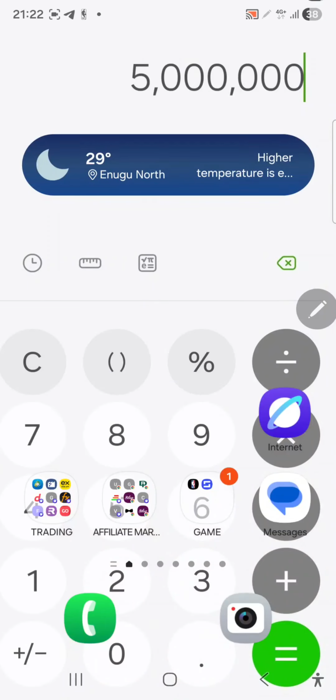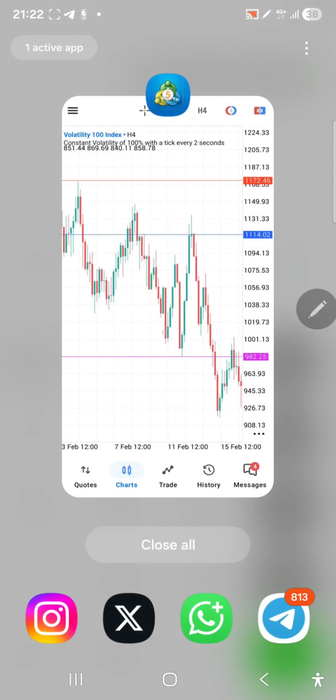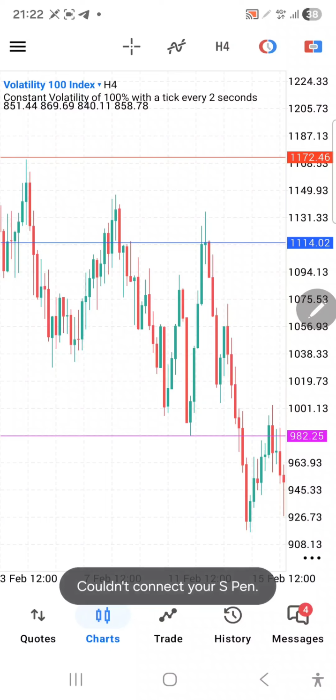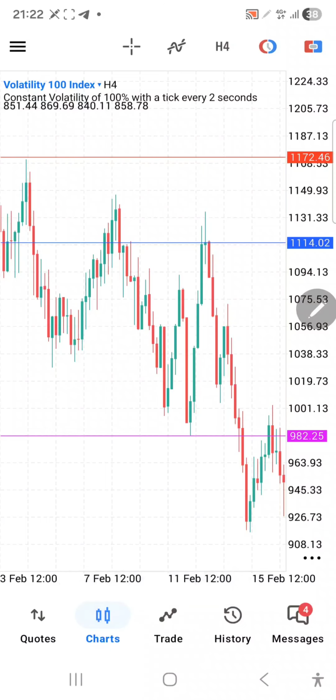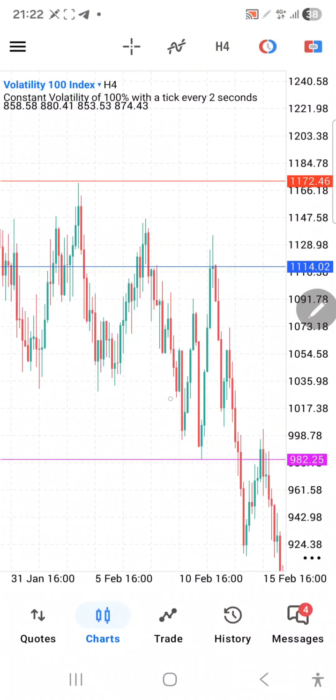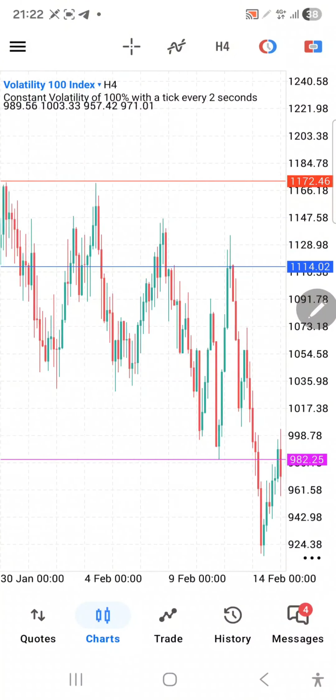So I just want to quickly break down a trade I took on Volatility 100. The market has been very dry with few opportunities, and sometimes the market is like that. But this February has been very slow.